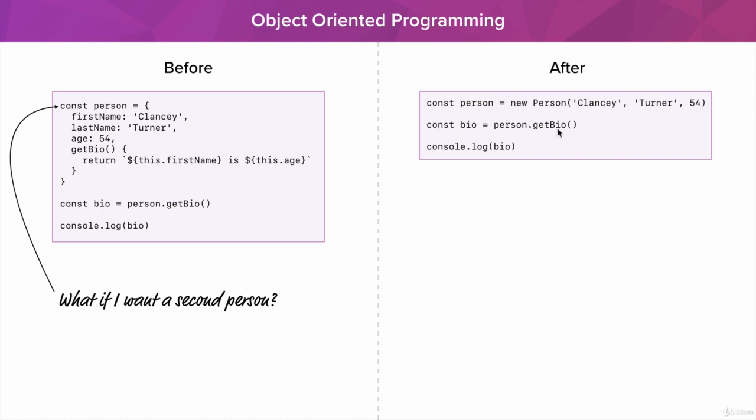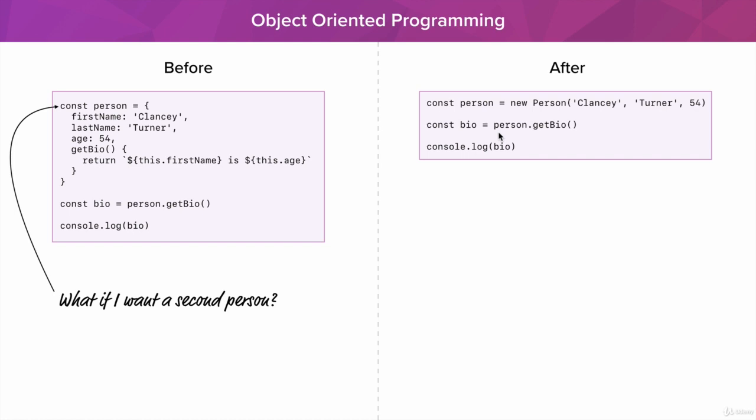We still create a bio variable by calling person.getBio, and I still dump the bio to the screen. What's different is on the right-hand side. It's how we create the person. Using what we already know, we have to literally define this person object every single time. We have to set up all of the data fields like first name, last name, and age, and we have to define all of our methods, getBio. We have to do this for every single person.